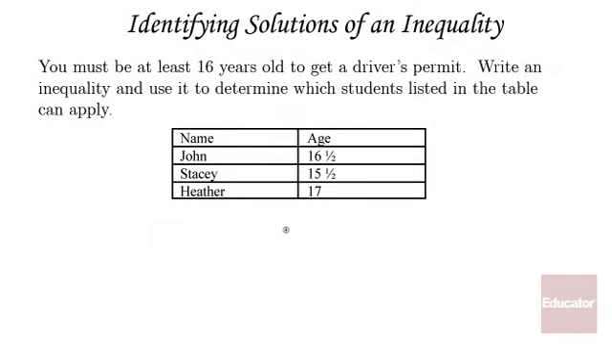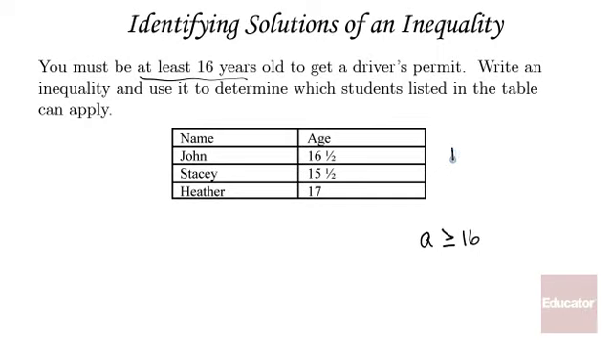Identifying solutions of an inequality. You must be at least 16 years old to get a driver's permit. Write an inequality and use it to determine which students listed in the table can apply. So at the very least, you have to be 16 years old. You can be more than 16, or you could in fact even be just 16, but you have to be at least 16 or more. So the age, I'm going to say A for age, should be greater than, but it could also equal 16. So now we've been given 3 people and their ages, and let's check which are true.